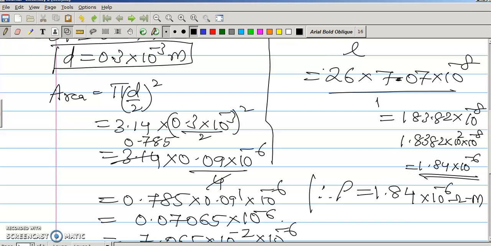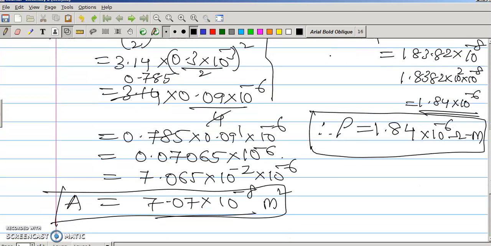So what is the material then? When you compare these values, we find that the value corresponds to manganese. The material is manganese. So there we are, children. That's the solution for the first one.